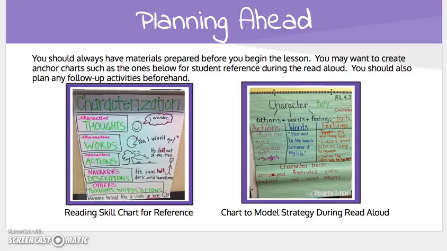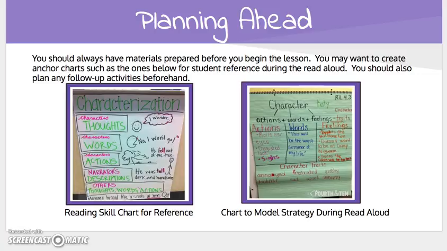Another thing you want to consider is materials you're going to need during the read aloud. You may want to create anchor charts, such as the ones below for student reference during the read aloud. You should also plan any follow-up activities beforehand. On the left, there's a reading skill chart for reference. So this is the kind of chart that would just be hanging up in the room during the read aloud that students could use to refer to as they're trying to use their reading skills.